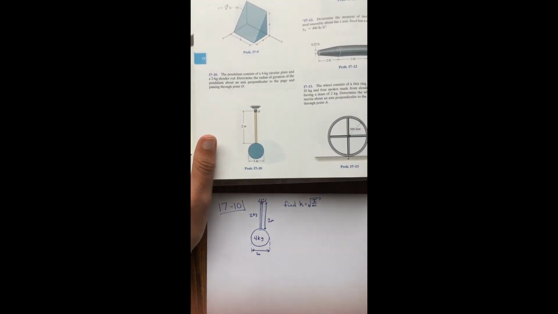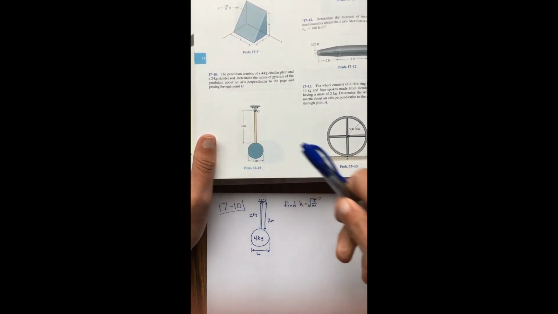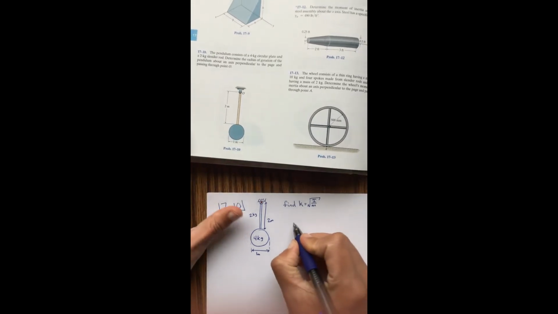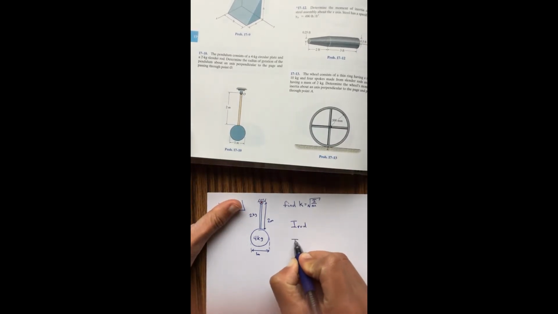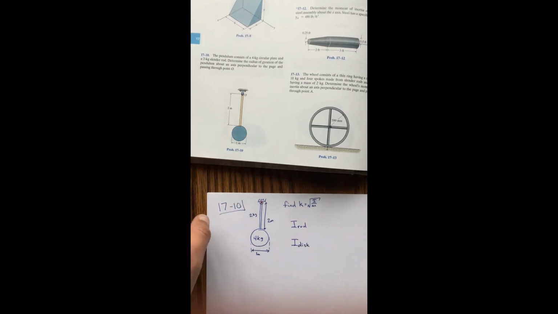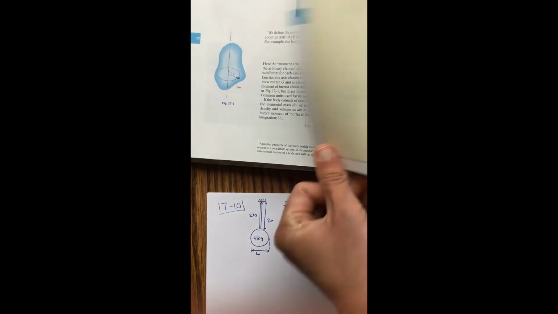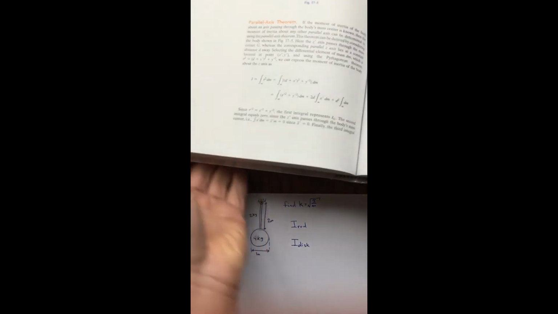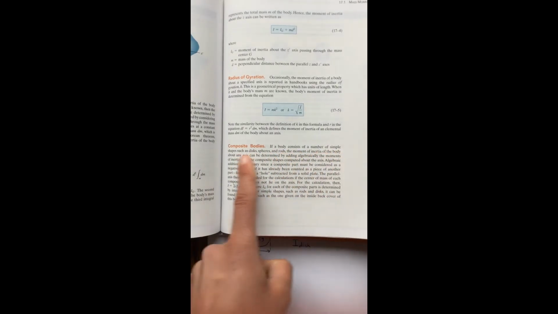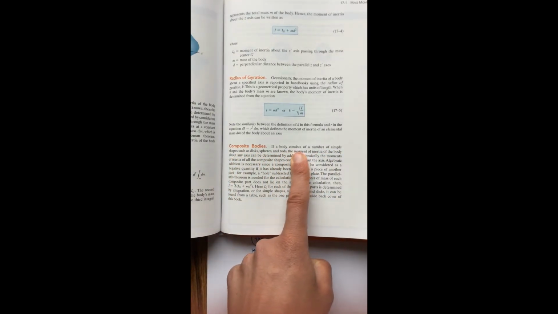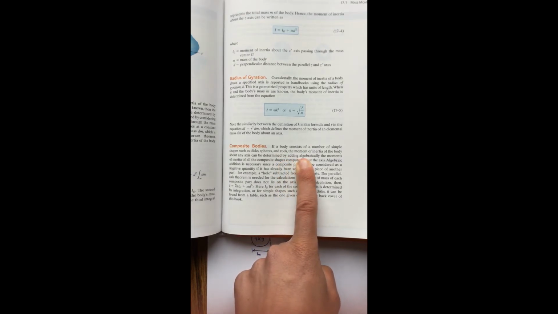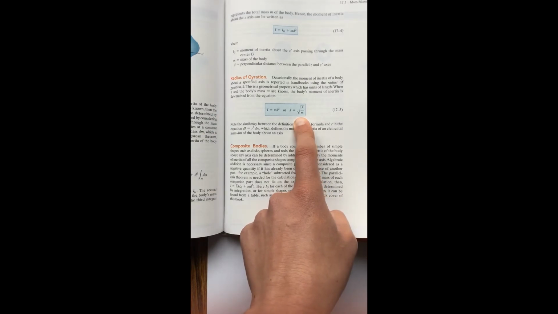So we have two different pieces to the pendulum. We have the rod and we have the disc. So I'm going to find the moment of inertia for the rod and the moment of inertia for the disc and add those two together to get the total moment of inertia. That was something they told us back on page 415. If the body consists of shapes such as simple discs, spheres, and rods, you can just find the total moment of inertia by adding all the individual moments of inertia together. And this was also where they had the equation for the radius of gyration.